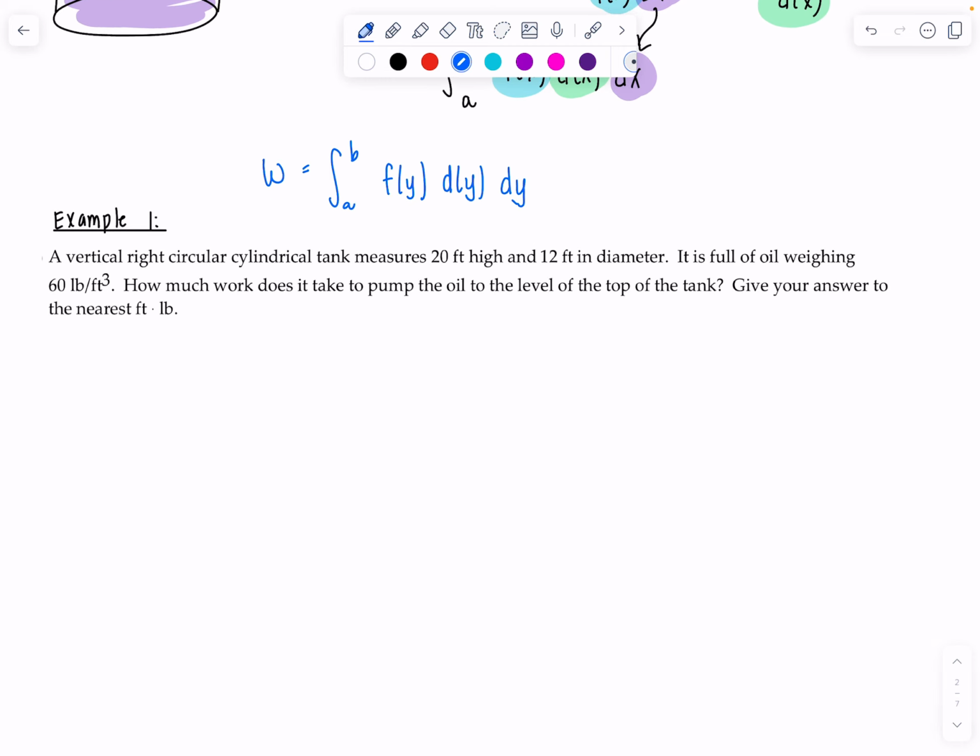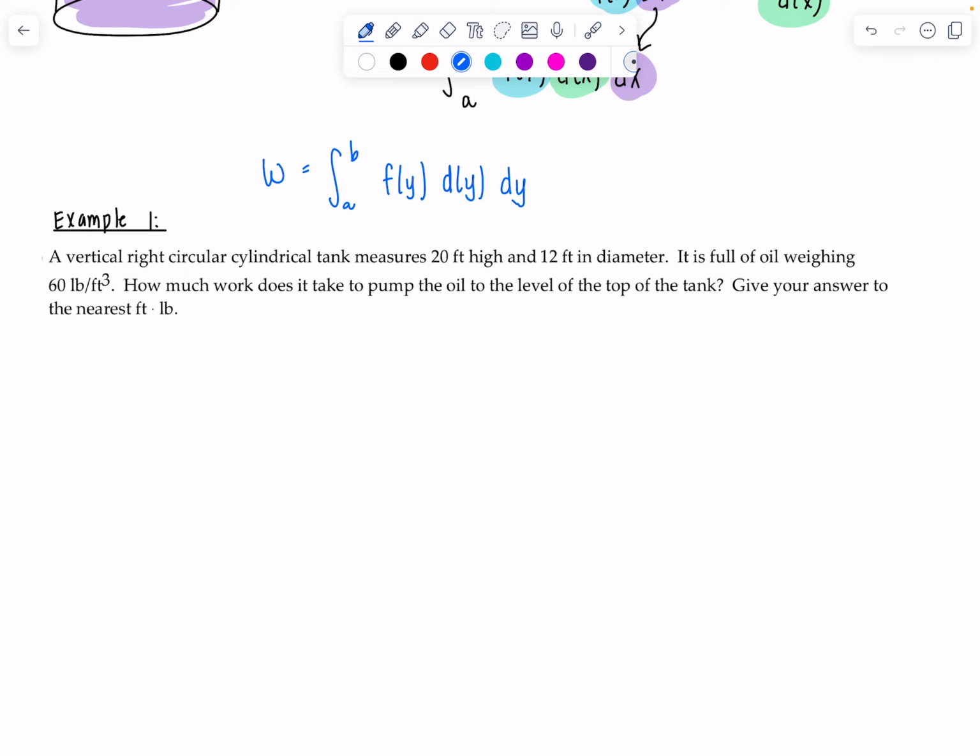Here we go. A vertical, right, circular, cylindrical tank measures 20 feet high and 12 feet in diameter. It's full of oil weighing 60 pounds per foot cubed. How much work does it take to pump the oil to the level of the top of the tank? Give your answer to the nearest foot-pound, which I won't. I'm going to leave it in terms of pi. I'm going to be disobedient.